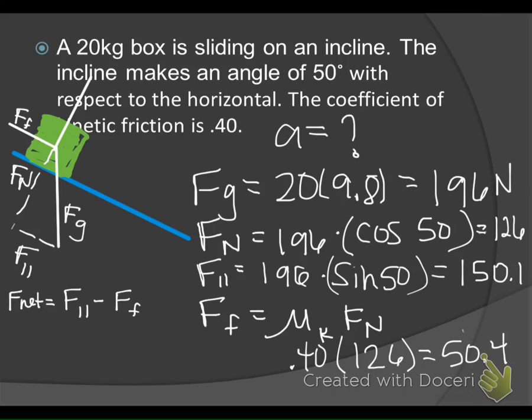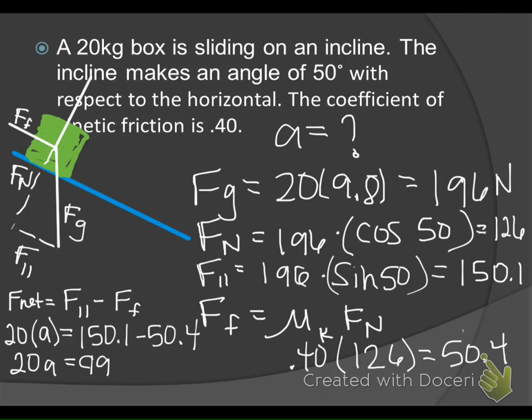So then we can do our substitutions. Our mass is 20. We're going to take that times our acceleration, which we're trying to solve for. Our parallel force we calculated to be 150.1. Our frictional force we calculated to be 50.4. So that means 20A equals what? 99.7. And our acceleration would then be, yeah, 5 meters per second squared.